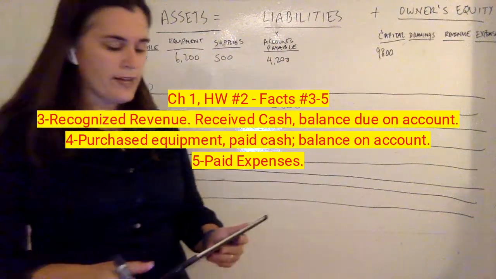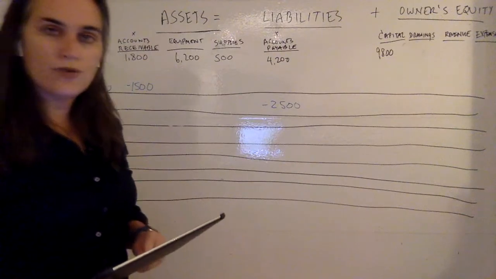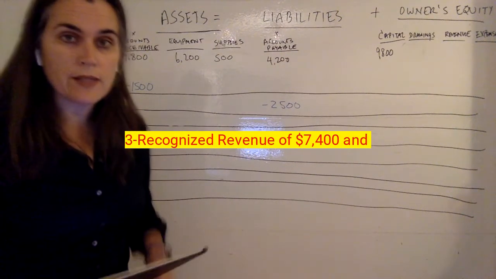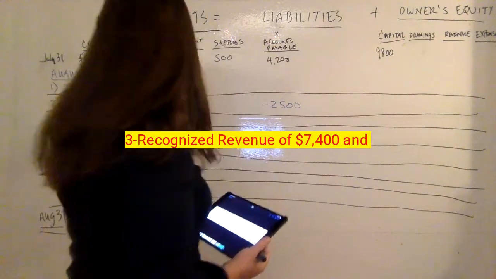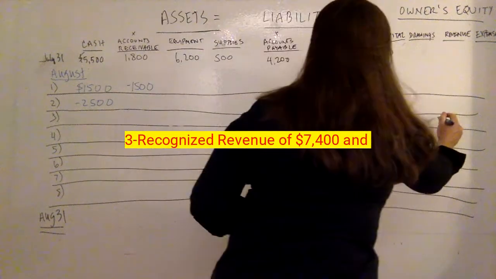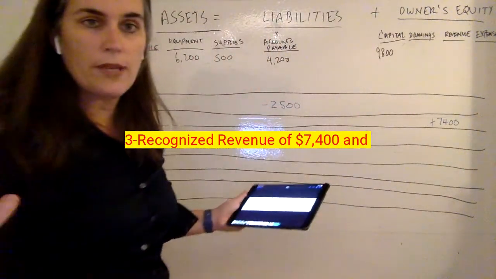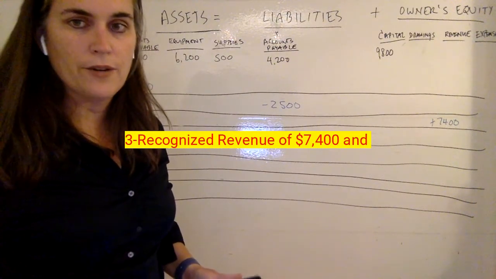Okay, fact number 3. She recognizes revenue of $7,400, of which $1,700 is collected in cash, and the balance is due in September. All right. If you notice over there, we've got a revenue account. Let's fill it out for fact number 3. $7,400 goes up. She's a lawyer. She's provided some kind of legal service, and she is due to receive $7,400.